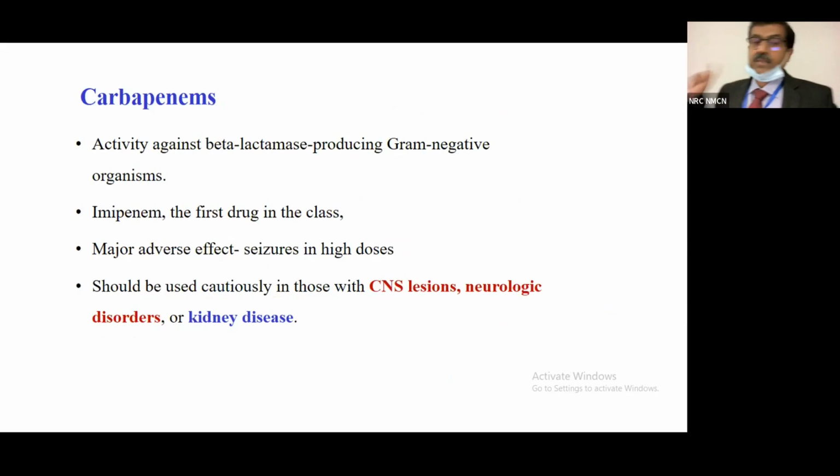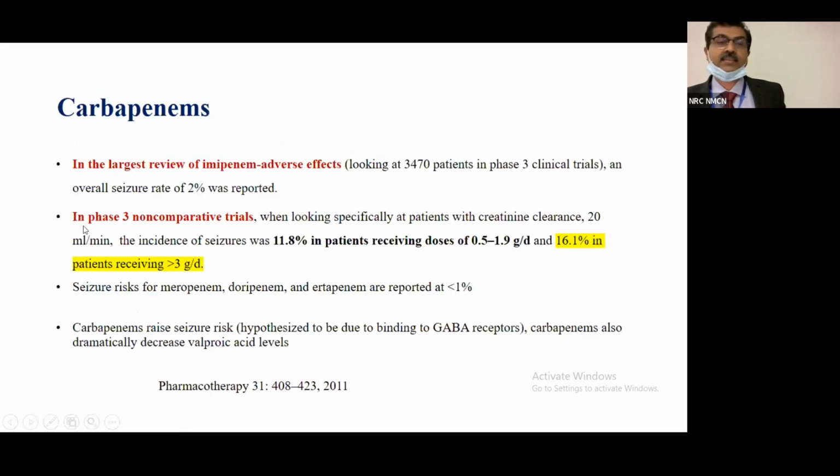Another important drug class is carbapenem. It has activity against beta-lactamase producing gram-negative organisms. Everyone might have heard the names imipenem and meropenem. Doripenem and ertapenem also come under this category. Imipenem was the first drug of this class, and the major side effect, particularly what we observe in our day-to-day practice, is seizure. It should be used with caution, particularly if there is a CNS lesion, a neurologic disorder, or kidney disease. The levels go up, reduce the threshold of seizures, and predispose the patients to seizure activity. That is important, and we should know about it, because these are commonly used drugs.